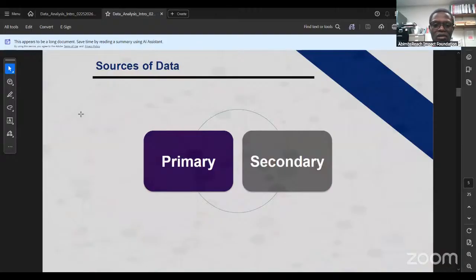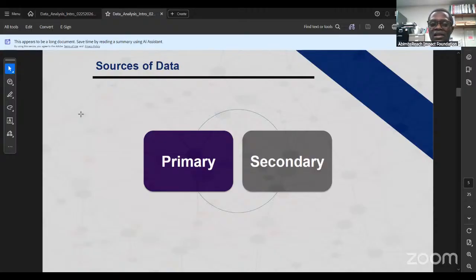The next thing we want to talk about is sources of data. The major sources of data are primary sources and secondary sources. When we talk about primary sources, we're talking about the usage and the way the data is collected. So the source of data is about where the data is collected. When the data is collected for a particular purpose, and I am using it for another purpose, I say that is a secondary source of data.